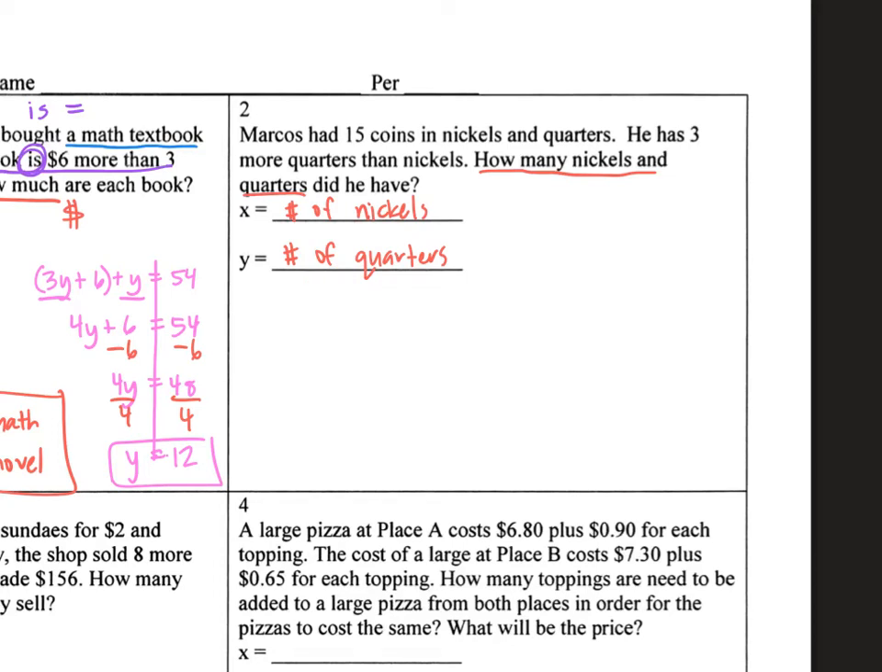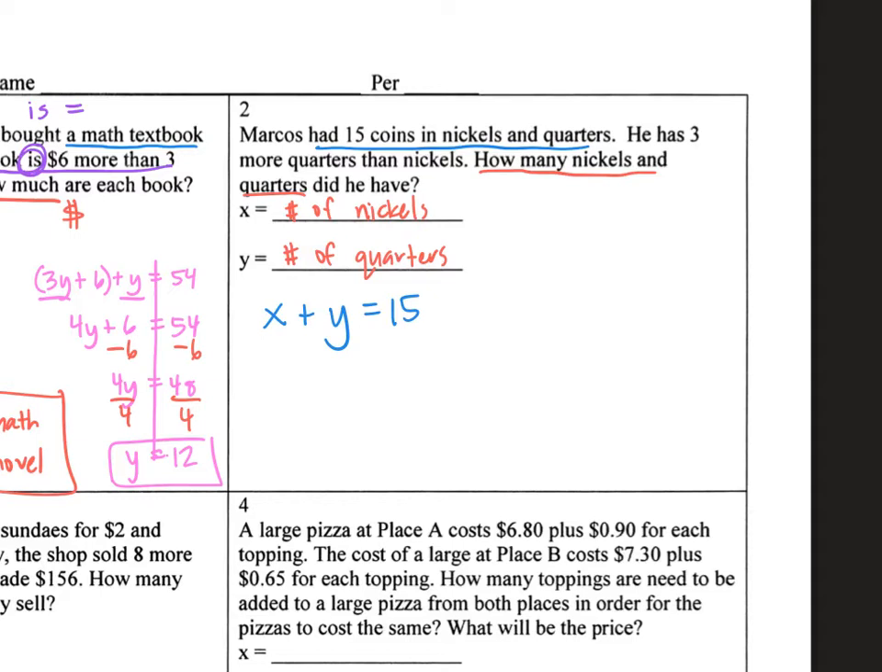Now let's build our equations. First of all, Marcos had 15 coins total. We don't know how many nickels and quarters, but if we add the number of nickels and the number of quarters together, that's X and Y, that will equal 15.